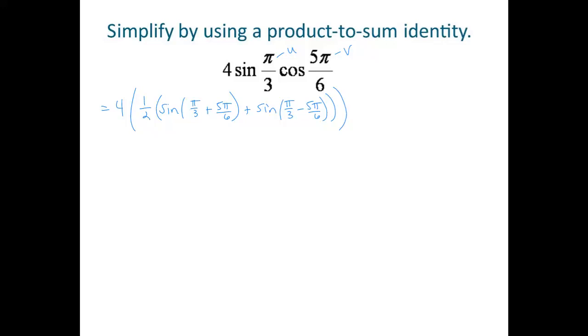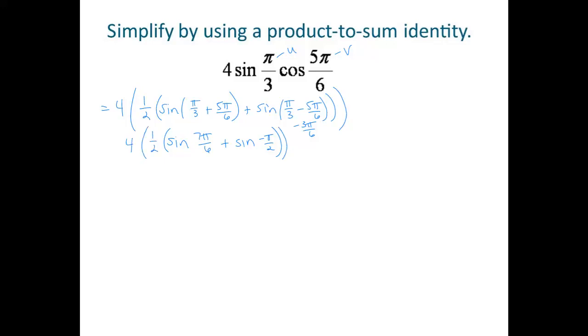So if we take pi over 3 plus 5 pi over 6, well, they're not like denominators, so pi over 3 would be 2 pi over 6. So this would be 7 pi over 6 if we add those together. And when we subtract, 2 minus 5 would be negative 3 pi over 6, but obviously we can write that as negative pi over 2.